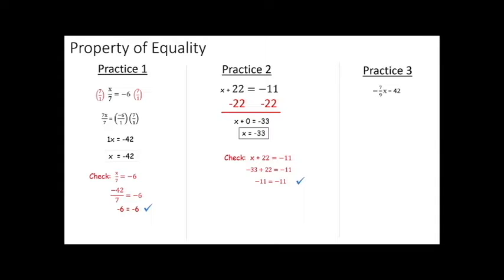Lastly, I did put another one with a fraction in there. These tend to be confusing for people, so I wanted to make sure you got some extra practice on it. Negative 7/9 times x equals 42.